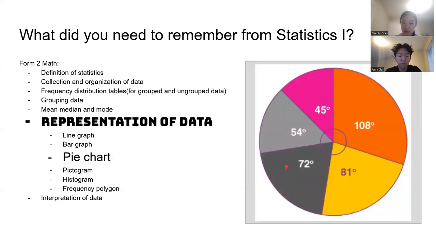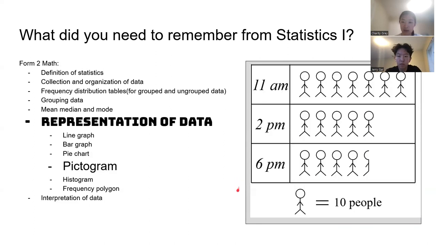Next is the pie chart. The pie chart does a really good job of representing pieces of a whole, as well as the pictogram. The pictogram is very similar to a bar graph, except it does a better job of helping the person interpret because it uses pictures. And so immediately we can see that this is counting people. Whereas for a bar graph, we would only see numbers, and we'd have to read that the numbers represent people.